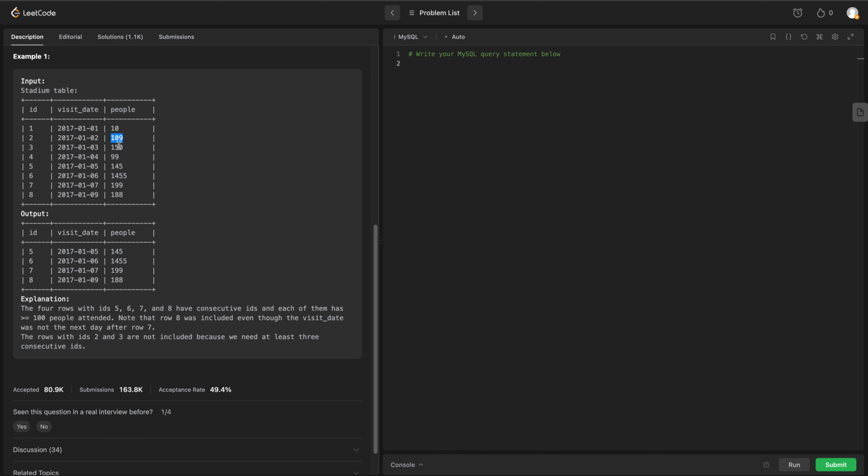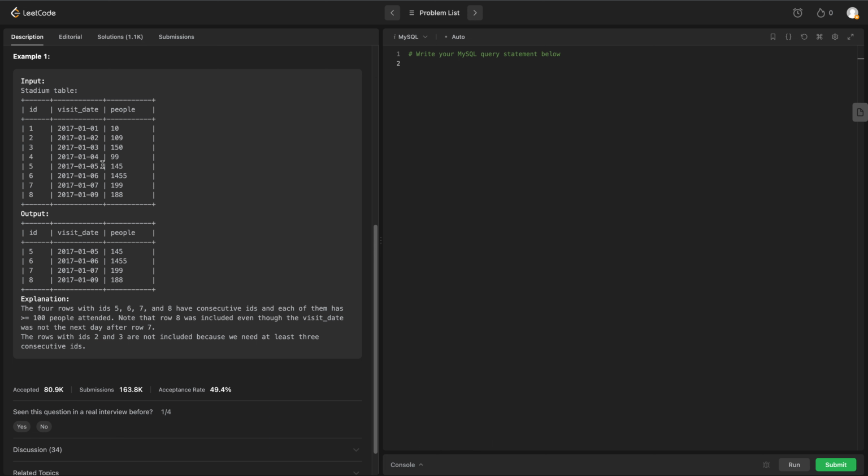The next consecutive number of people is 150. It is more than 100, right? And the next to next is 99. But 99 is not more than 100. So we cannot consider row 2 in our output because there are no 3 consecutive numbers of people at least more than 100. Now coming to row number 3, it got 150 people. Yes, it's more than 100. The next row is 99, but it is not more than 100, so we cannot consider row number 3. For row number 4, 99, no, it's not more than 100, so we cannot consider row number 4 as well.